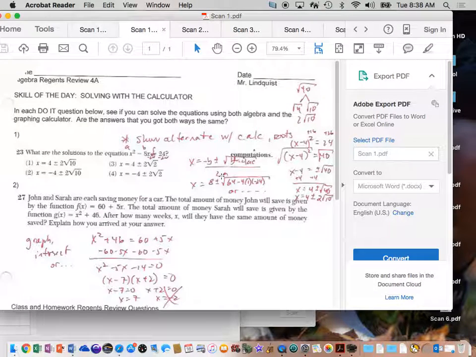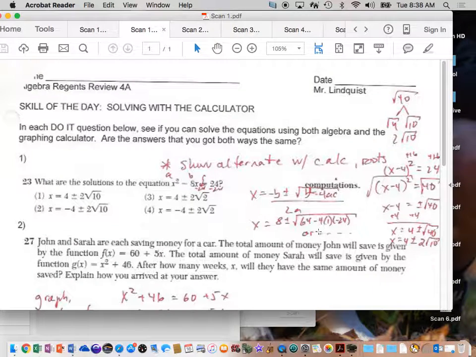Okay, so let's get out yesterday's work and start going through it. Now, the skill for the day yesterday was solving with your calculator. Sometimes, particularly with multiple choice questions, you get equations to solve that maybe you don't see the right answer to right away. When that happens, you can cheat the system with your calculator. And today is all about how to cheat the system. Let me explain.